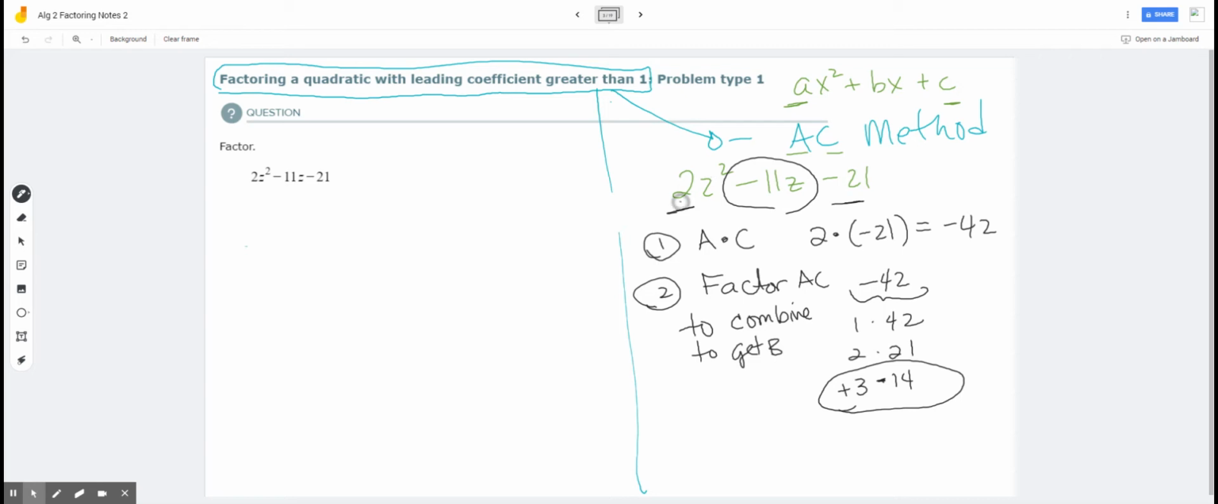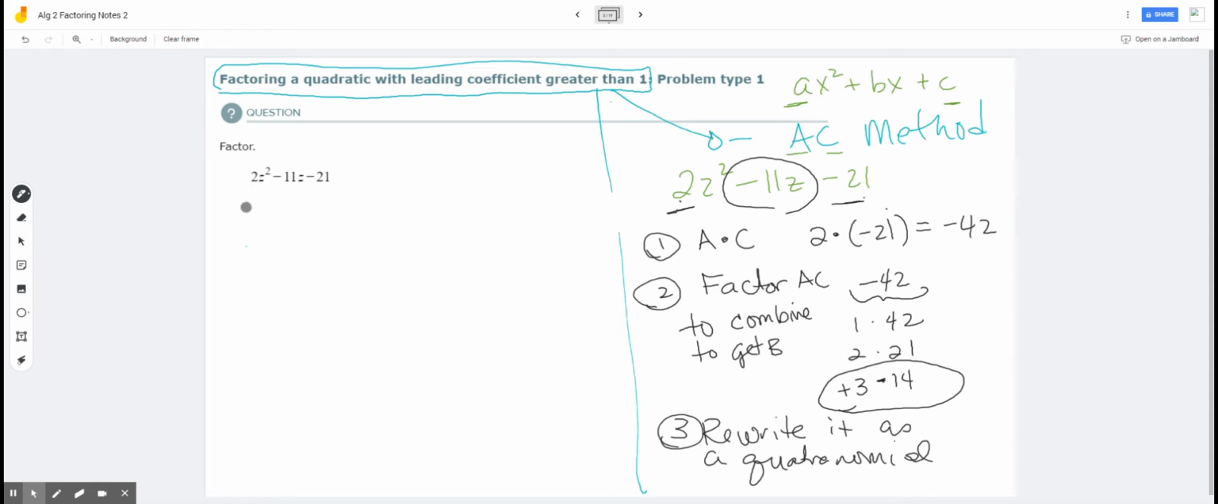Okay, so you multiply 2 times 20, A times C. Factor it, and look how to get B. That's the answer. Then you're going to rewrite it as a quaternomial. I don't know how to explain that. It's not really a quaternomial, but let's pretend 4 terms.